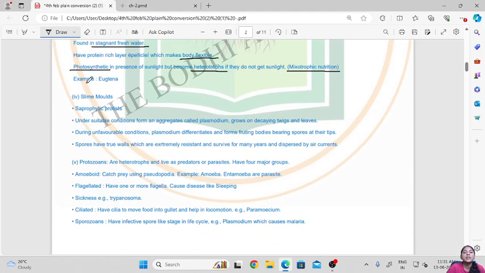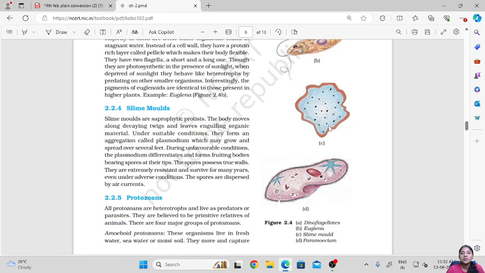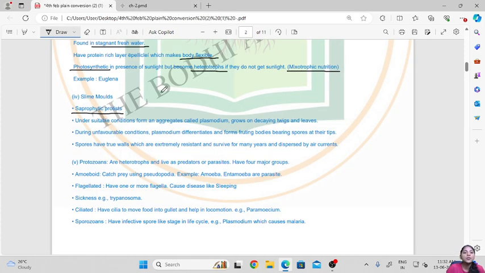Then the next class in the kingdom Protista is slime molds. So slime molds are saprotrophic protists. Okay, so they feed on dead organisms. So this is an example of a slime mold. Under suitable conditions, they form an aggregate called plasmodium, which grows on decaying twigs and leaves. So they are feeding on the decaying twigs and leaves.